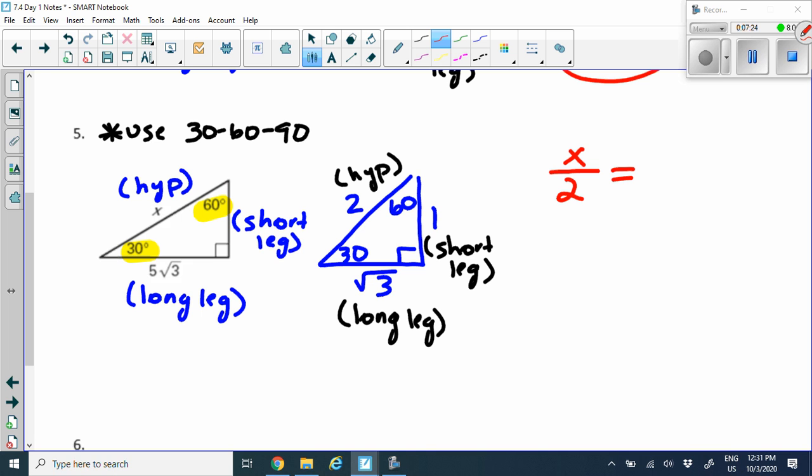Now, going back to the very first triangle, which one gives us a number? That's going to be the 5 square root of 3. Now, notice that is the long leg. Then on the other triangle, which one is the long leg? Oh, that is our square root of 3 here. So I'm going to use that.